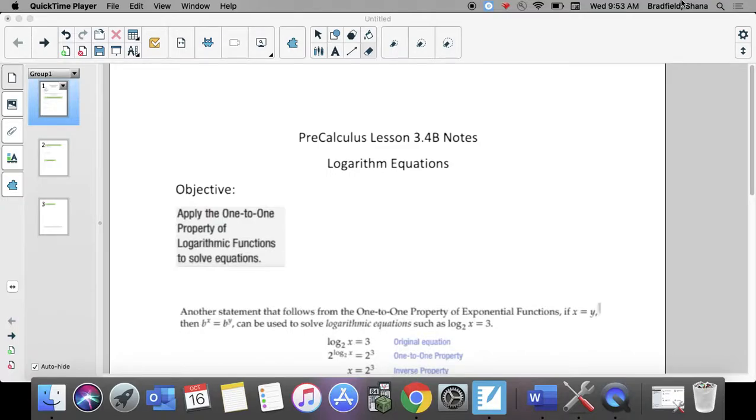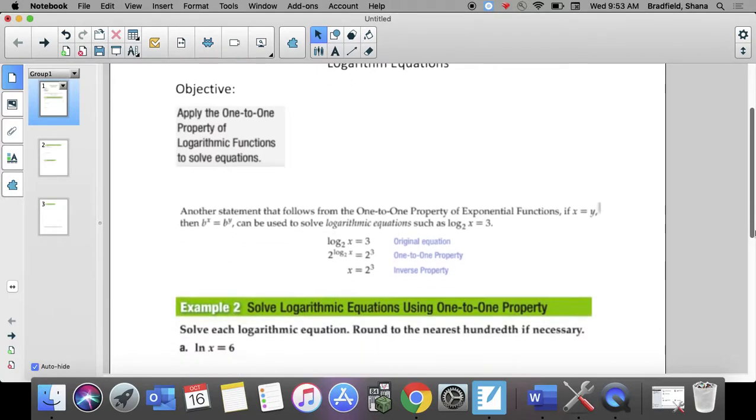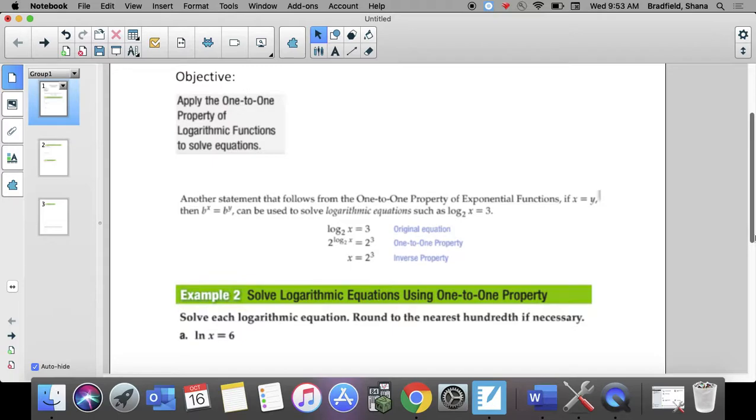Going to talk about logarithm equations. So this is the extension of 3.4A, which was exponential equations. And so we're going to follow some rules to help us out with that. So objective, it says apply the one-to-one property of logarithmic functions to solve the equation.